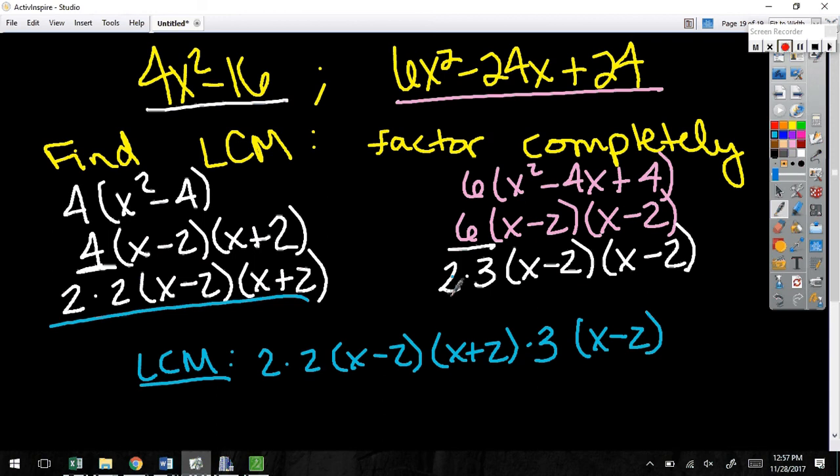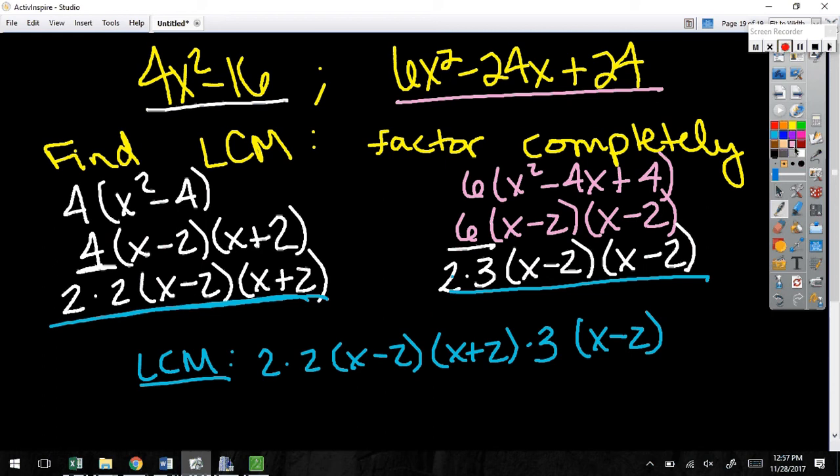Everything from this one must be in here, and everything from this one must be in here. So you don't have to repeat from one to the other, but you do have to repeat if the repeat happens in the same piece. I feel like that sounded very confusing. If it's already squared, then you can't.